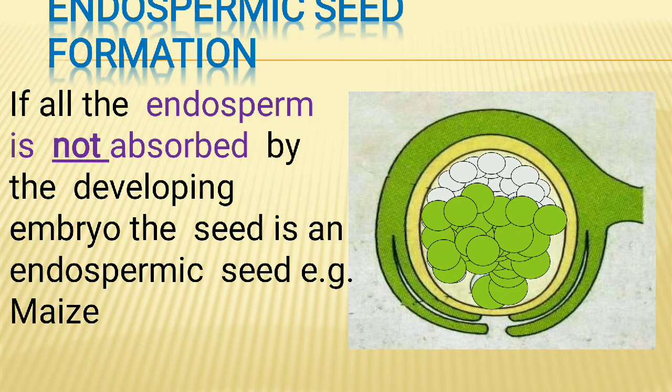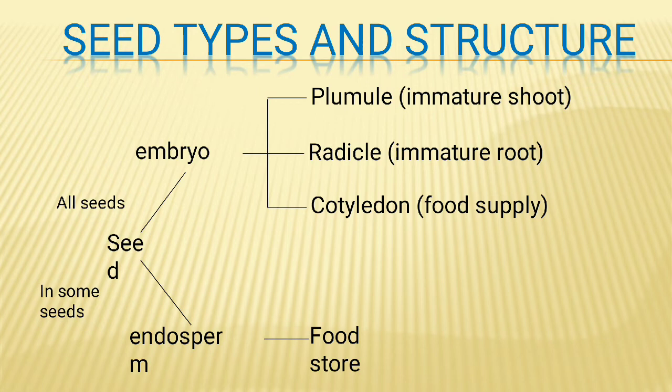Next, endospermic seed. If all the endosperm is not absorbed by the developing embryo, the seed is an endospermic seed. Example, maize. Here you can see the white cells as well as green. White cells indicate endosperm, green cells indicate embryo. That is just a diagrammatic representation. Don't depend on these diagrams; they are only for your understanding. Seed types and structures we'll study further.